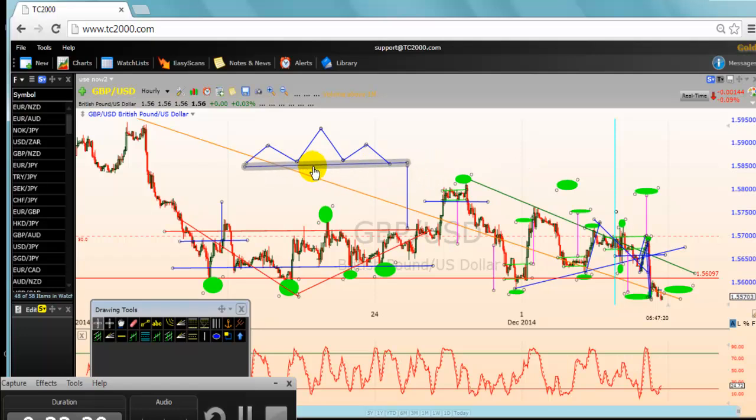So for the head and shoulders, the head is this one here, the left-hand side shoulder, and the right-hand side shoulder here.